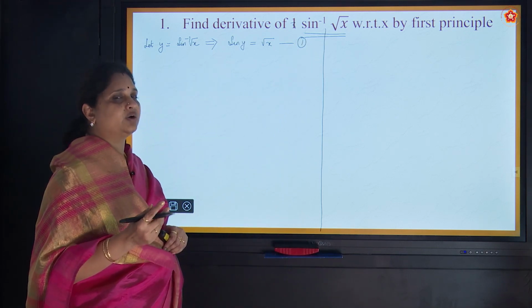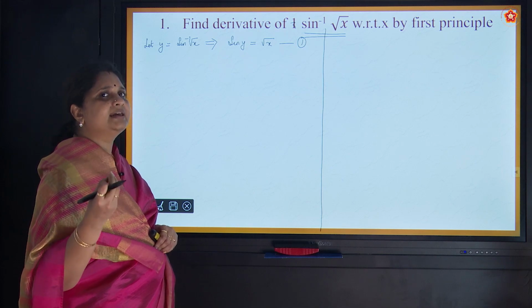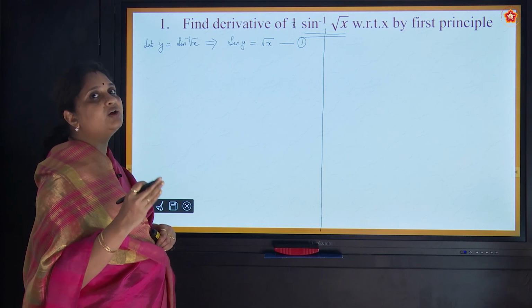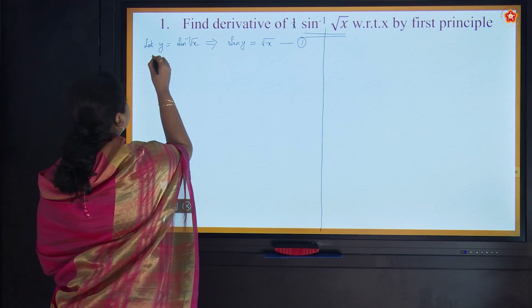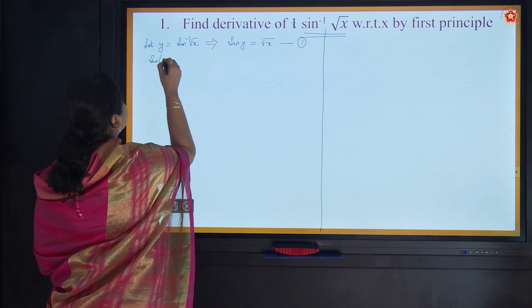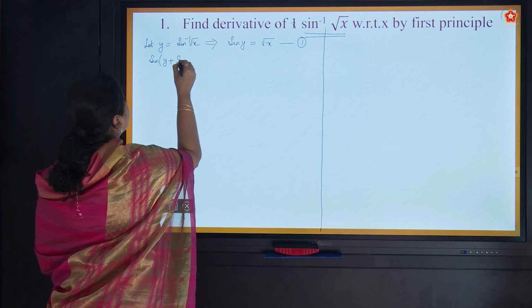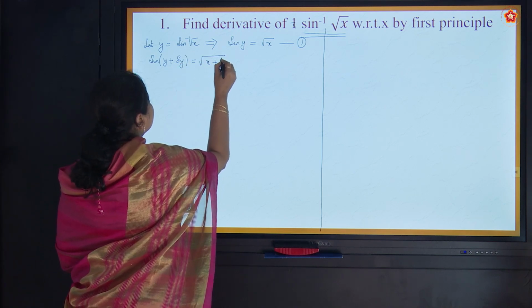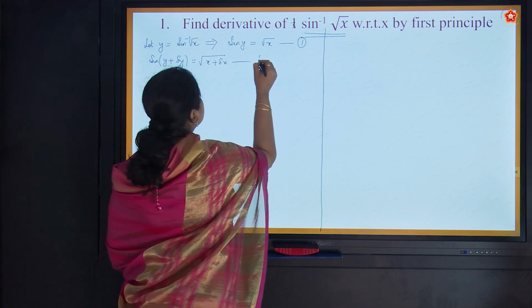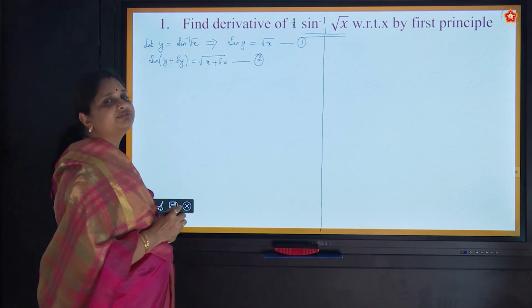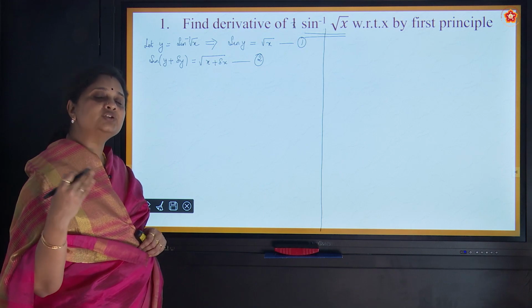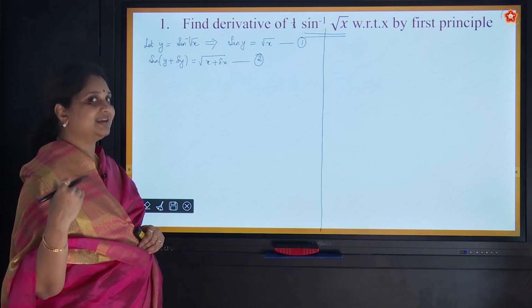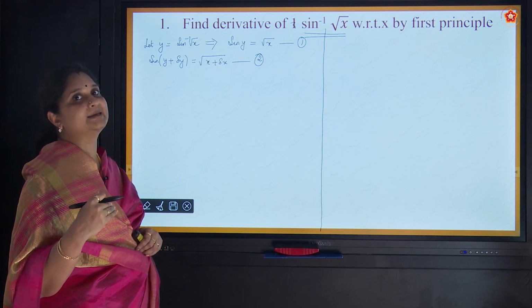As always, we are going to give a delta x increment to the x value, which is going to result in an increment of delta y on y. So, after the increment, sine of y plus delta y will be equal to root of x plus delta x, right? Let's name this 2. If you have doubts in first principle, please go back to the previous videos, look into the procedure and then get back. It will be really easy.